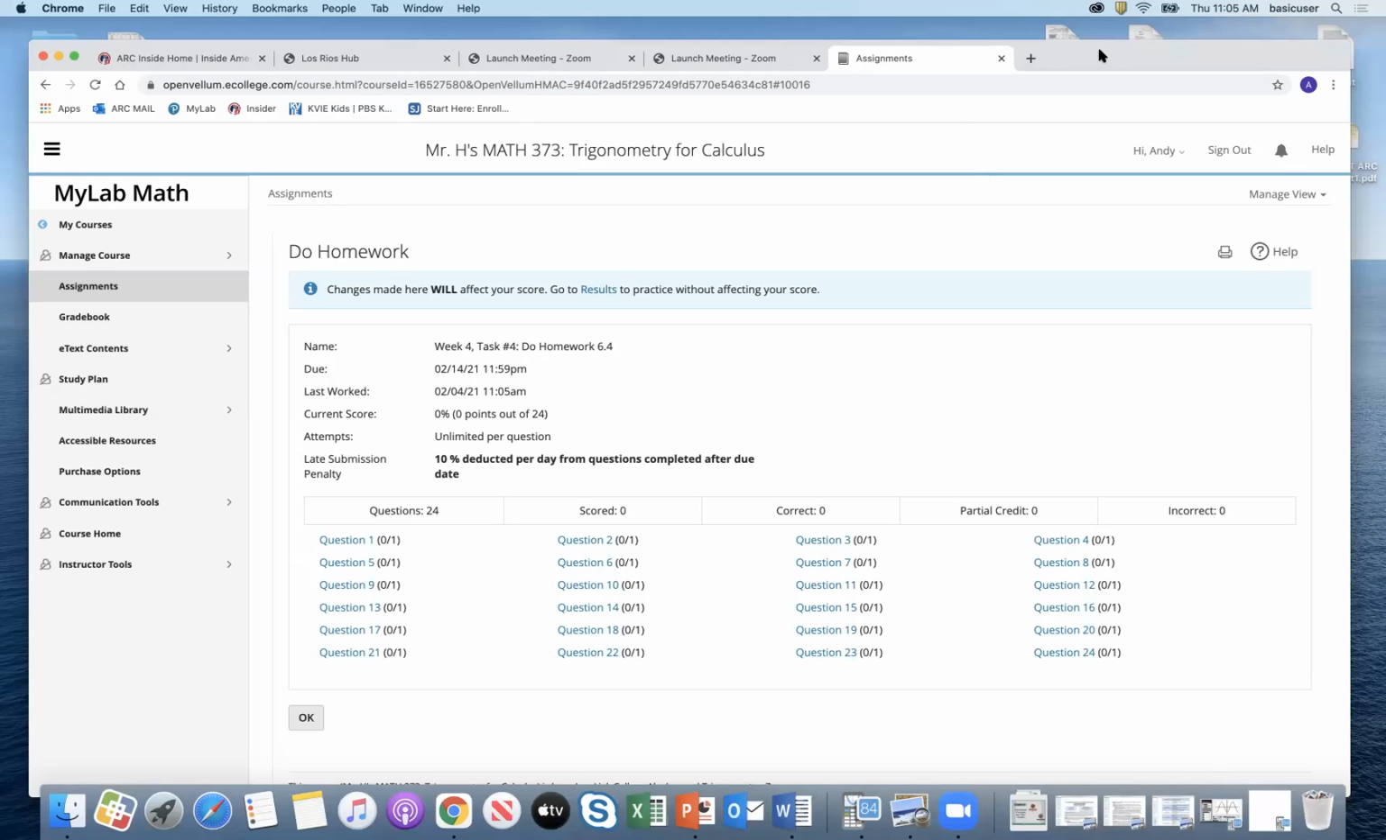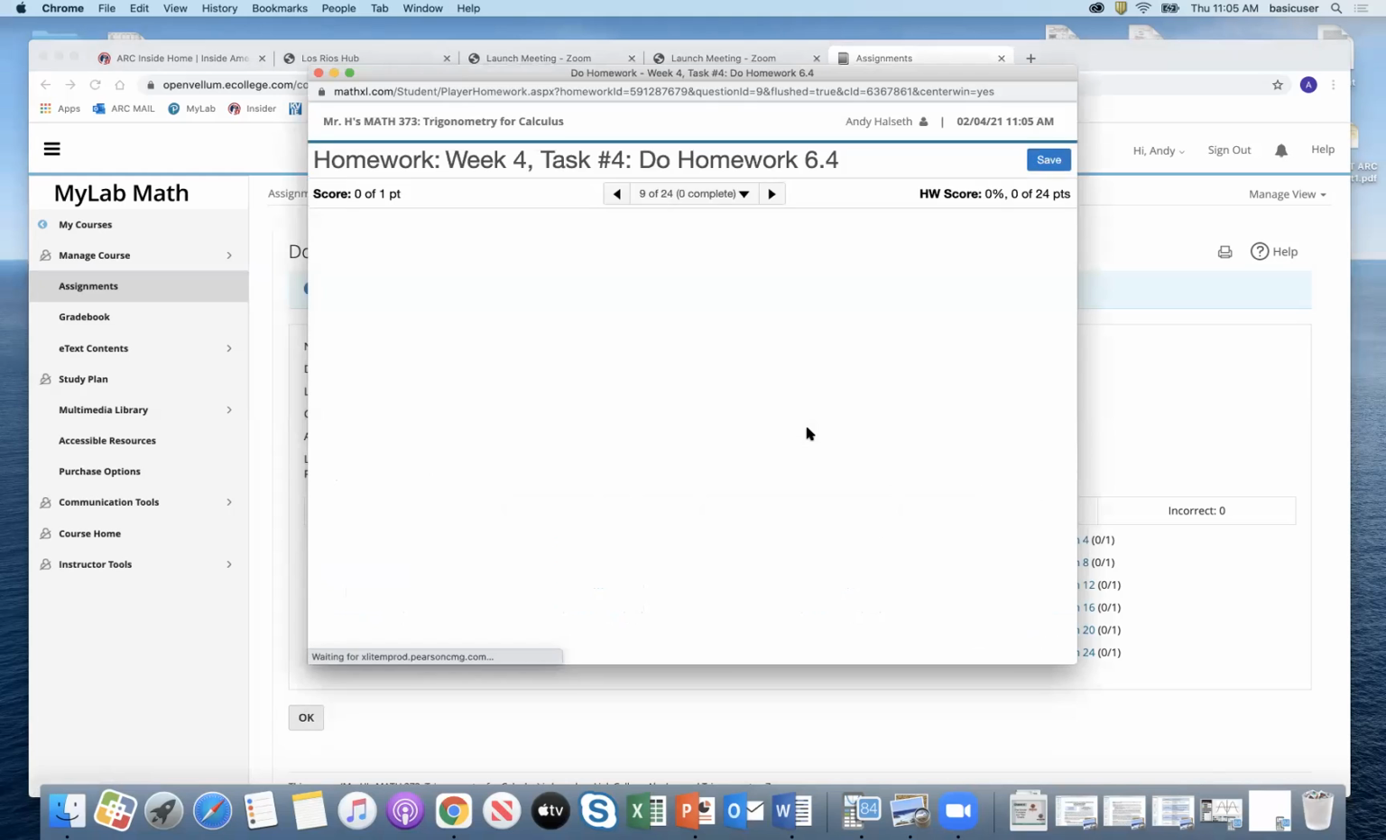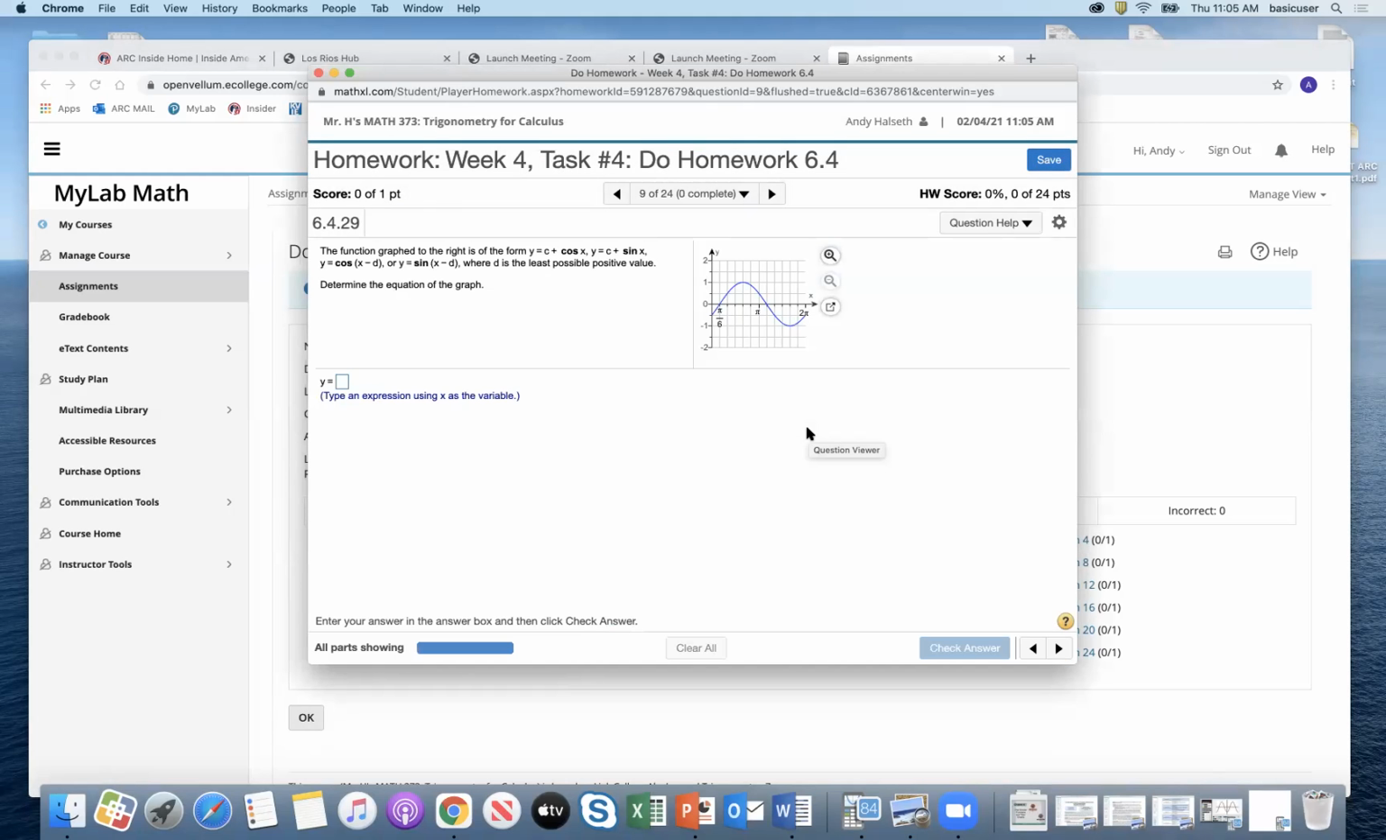Hey everyone, I just wanted to go over a problem from homework 6.4. Let's take a look at number 9, where you have to find the equation given the graph, which wasn't fully covered in your note packet, so I thought I would just try one out on the homework. So let's do number 9. It gives you a graph, and then you're asked to find the equation. You have to type it in here.